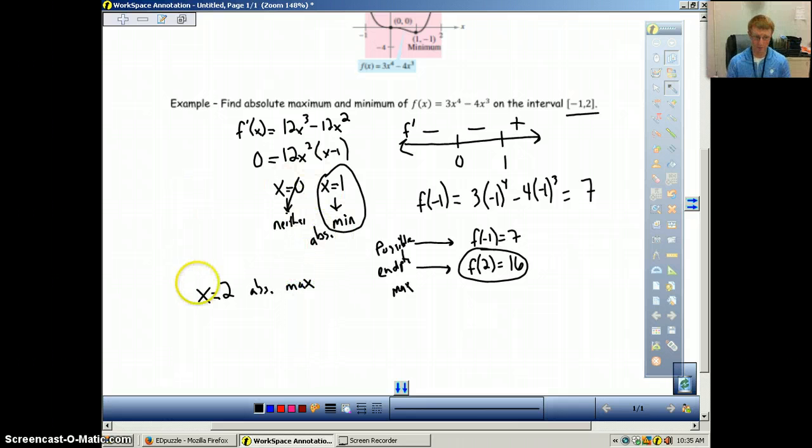Now, that's it for this problem. The only thing you should be aware of is that sometimes, if we were to have a possible endpoint min, then you would actually have to compare the y value at x equals 1 with the y value at whatever our possible endpoint min was. Remember, you can only have one absolute of each, so it's going to be the lowest point for the absolute min, and the highest point for the absolute max. But you have to find your regular maxes and mins like we have before. Then you have to determine your endpoints and whether those endpoints would be a potential max or a min, and then plug in your values and see which ones are higher.